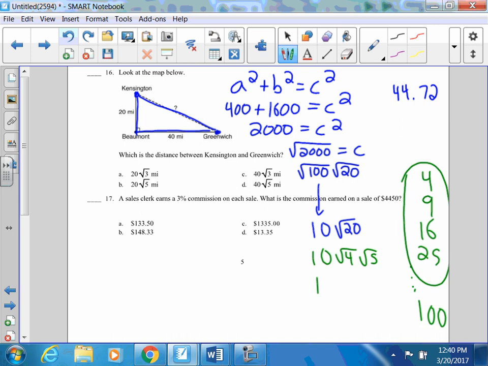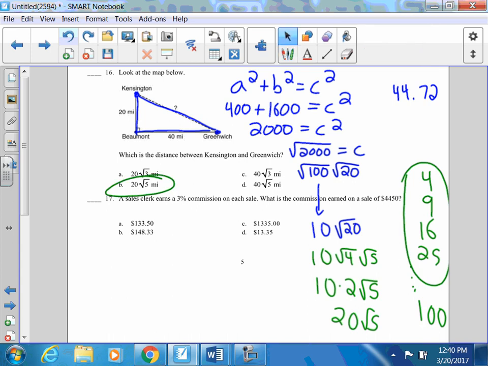The square root of 4 is 2. Then you have the square root of 5. And then 10 times 2 is 20. So 20 square root of 5 is your answer, B. However, you could type in 20 times the square root of 5, and if you do that, you're going to get the 44.72. That's another way to find your answer.